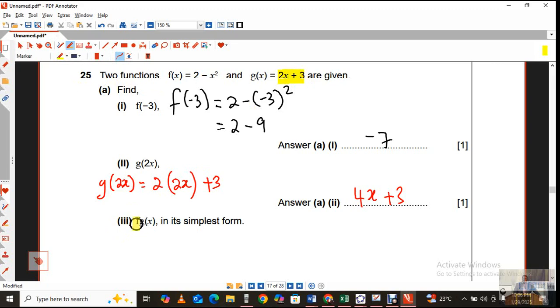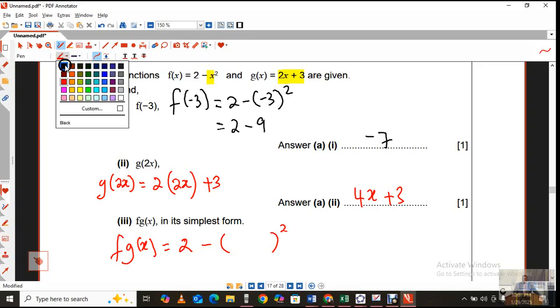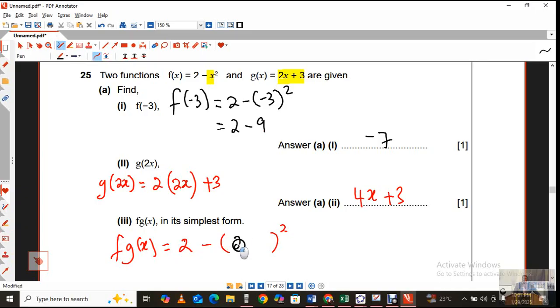And because you go from the right to the left, you put the whole function g into function f, where you have an x value. That's what you do there, and you give it in simplest form. So f of g of x is equal to, what is function f? It is 2 minus, where you have that x value, you substitute function g in there. So function g was 2x plus 3.